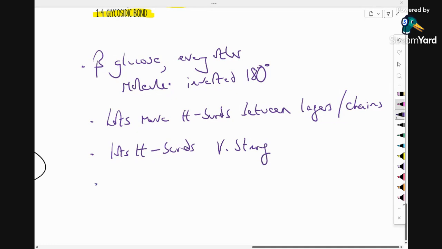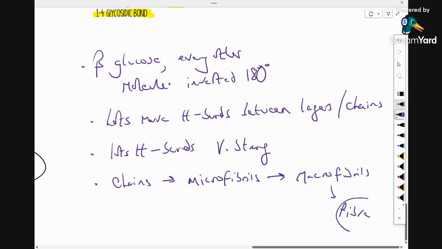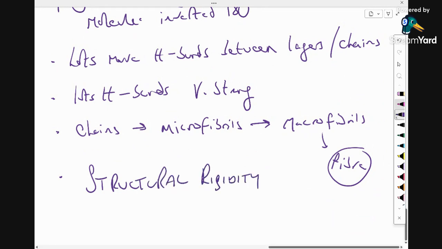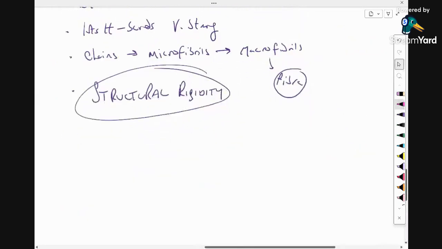The chains pack together to form microfibrils, which further pack together to form macrofibrils, which eventually form a fiber of cellulose, which is in the plant cell wall. So this is important because it all gives structural rigidity, strength, a very, very strong molecule, okay?